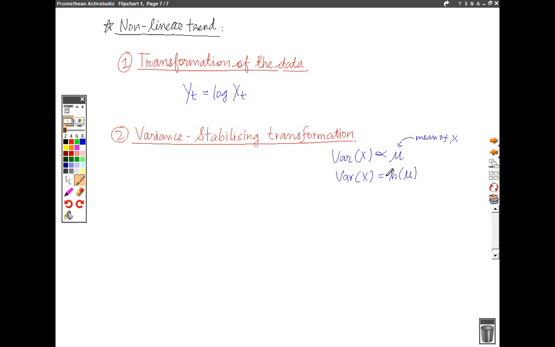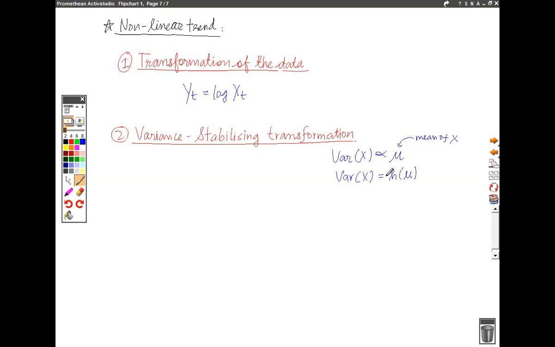So this generally happens in the case of Poisson, where you know that the value of mean and variance is exactly the same. So if your mean changes, you know that the variance is also going to change. The variance is not stable, neither is the mean. So what can you do in those sort of cases? There is some transformation that you can do.